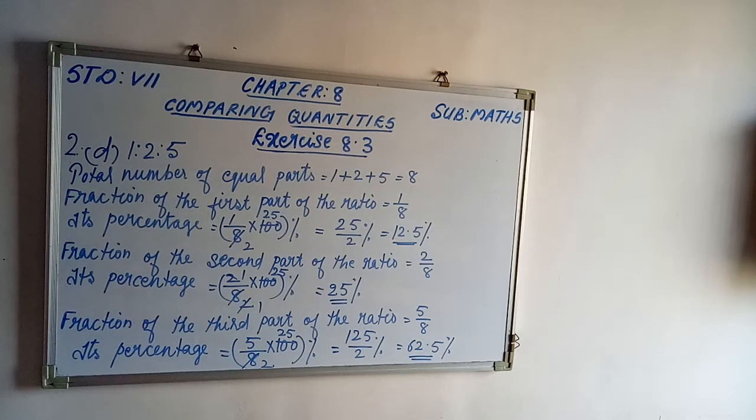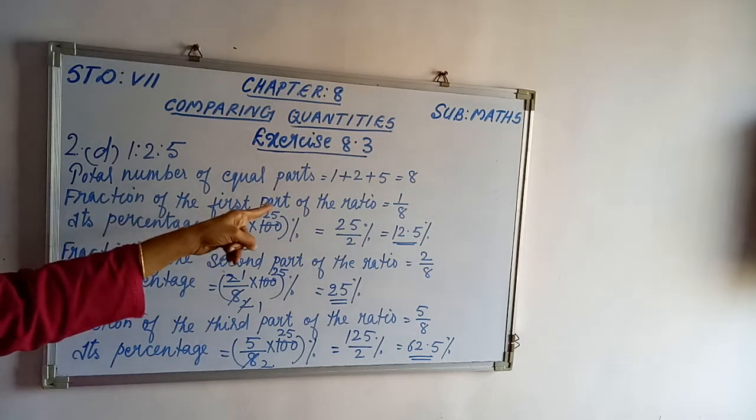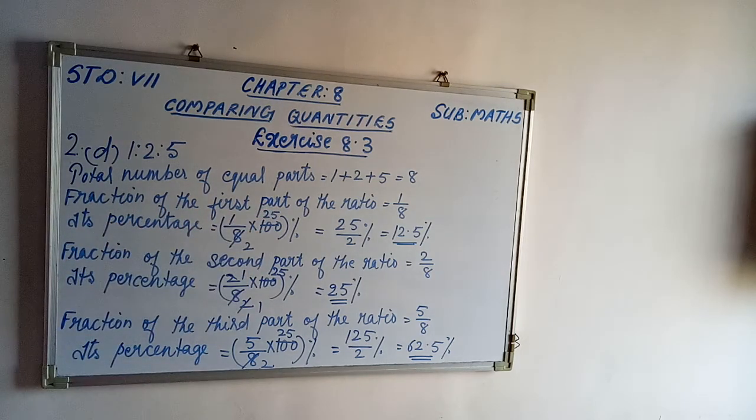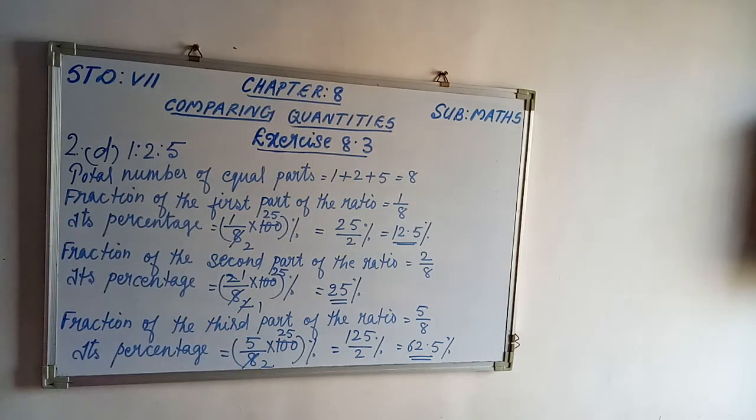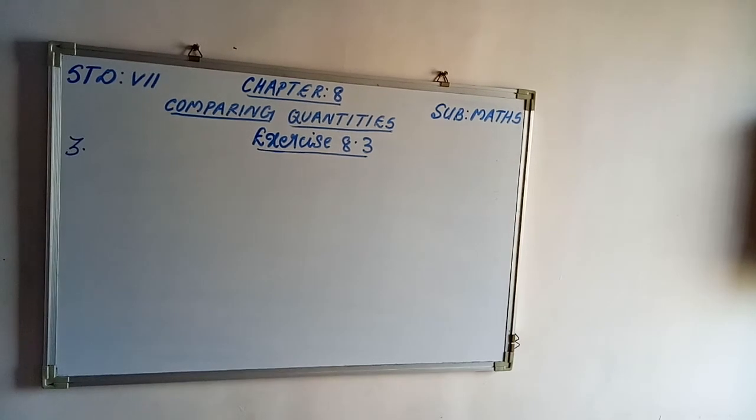Okay? Now you can check your answer of D. So for the first part of the ratio, you got the percentage as 12.5. Then the second part is 2 upon 8. Then its percentage, 25%. Third part, 5 upon 8. So 5 upon 8 multiplied by 100, you will get 62.5%. Is that clear? Now question 3.